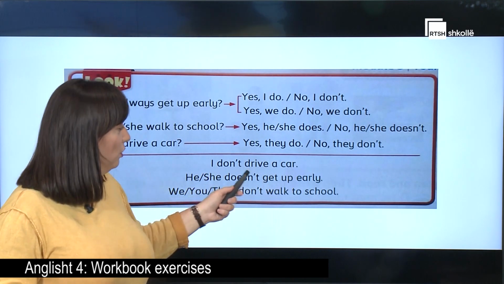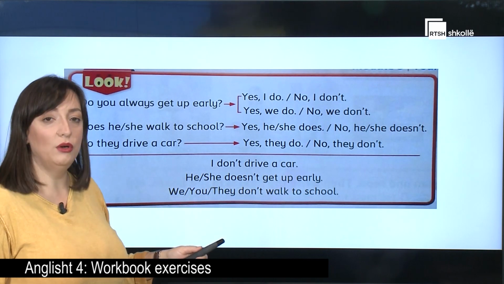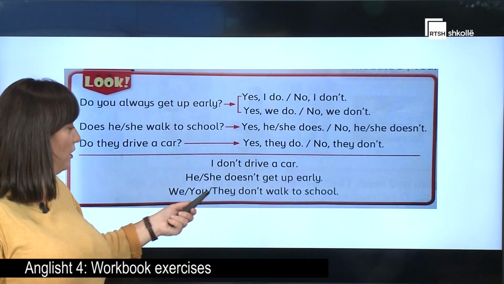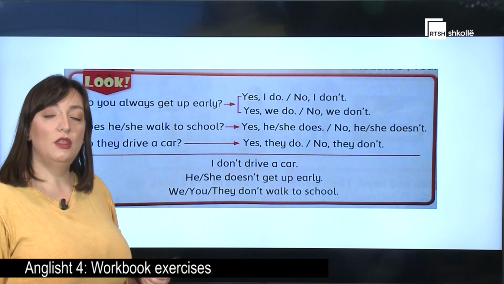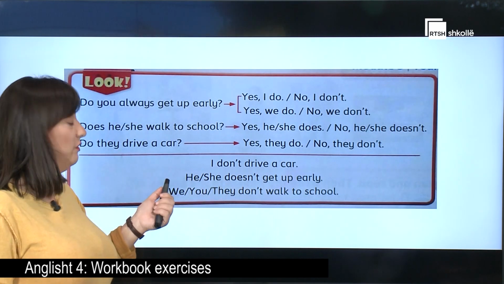So, I don't drive a car. I do not. He doesn't get up early. He does not. And they don't walk to school. They do not. Remember this chart? Okay. Now, why do we revise this?